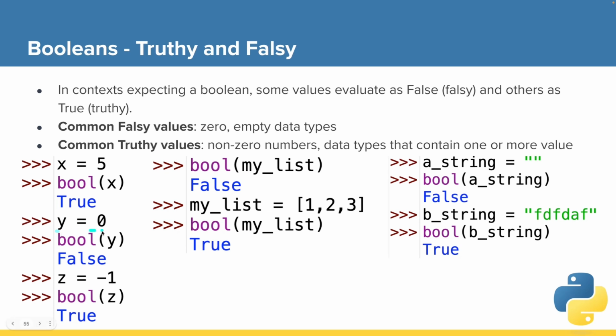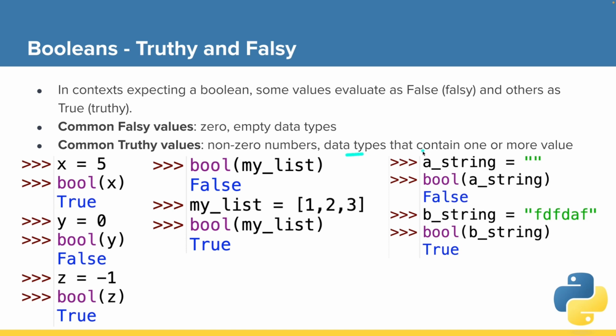Y is assigned 0. Now let's evaluate that as a Boolean. Y, that is false because y is 0, and that is a falsy value. Z is assigned -1. That is true. The Boolean result of that is true because it is not 0. So even negative numbers result in true.